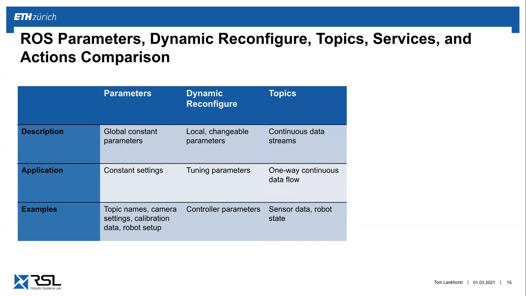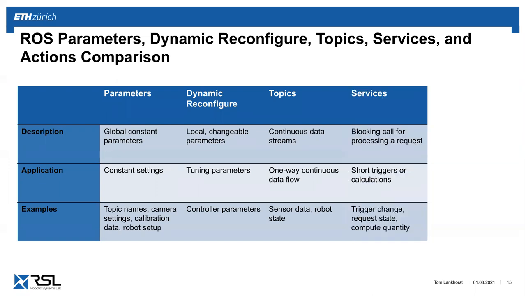Then we have learned about topics. So that's publisher, subscriber. This is the type that you would typically use for continuous data streams. It's a one-way continuous data flow. So if you need to implement two-way communication with topics, you will need two topics. Typical applications are sensor data, robot state, camera streams, laser scans, for example.